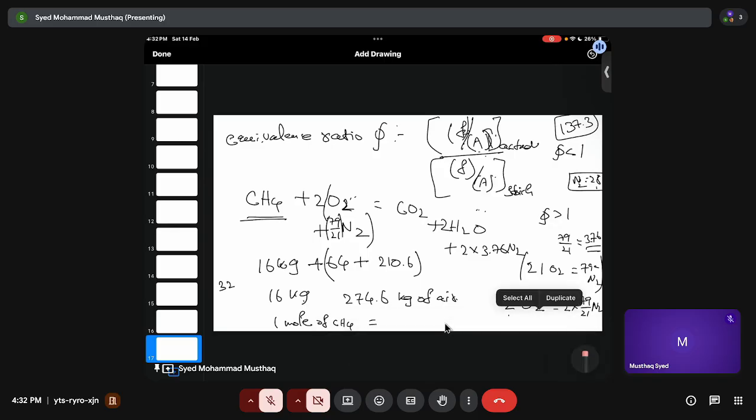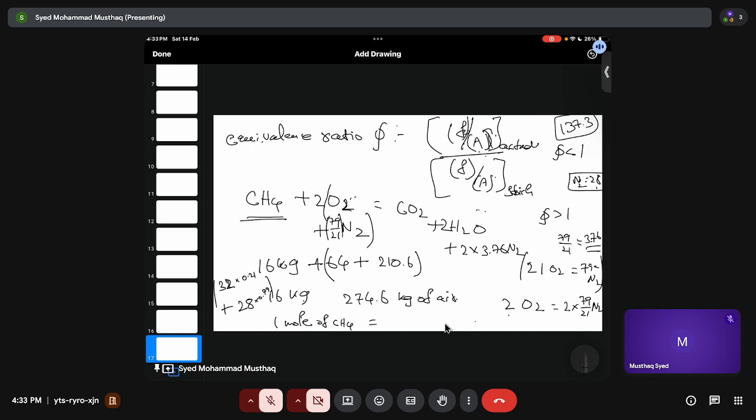So 32 plus nitrogen is 28, right? So if I multiply with 0.21 and 0.79, this will give me 1 mole. Okay. Yeah, so this will give me 1 mole of air that is present. Or you can just multiply for 100 moles, you can just multiply with 21. Okay, so that is not an issue.